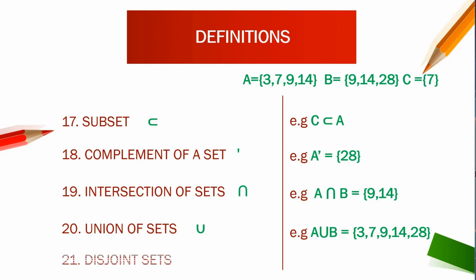Disjoint sets describe sets that have no common elements within them. Using the example above, set B has 9, 14, and 28, and set C has 7. They both have nothing in common, therefore they are disjoint sets.